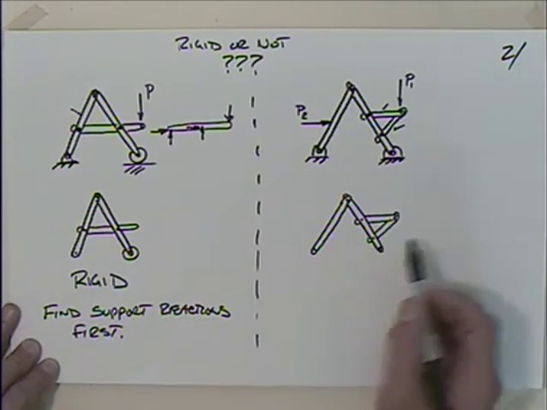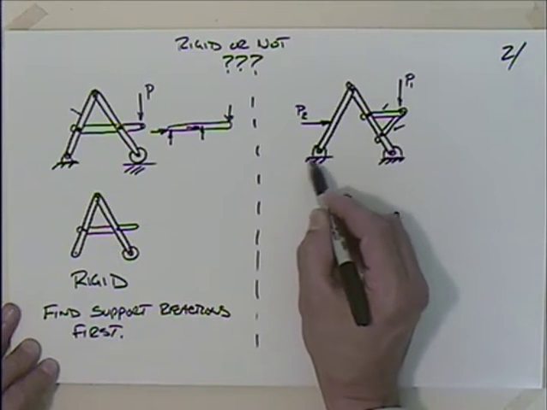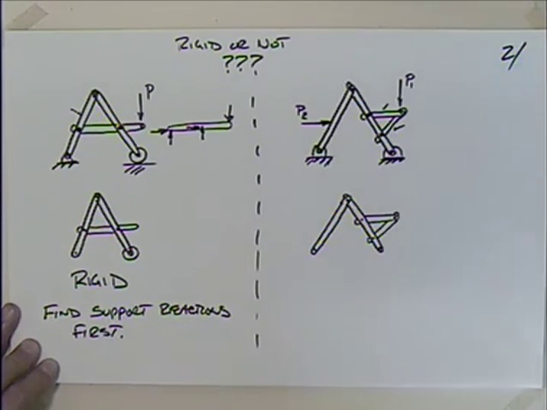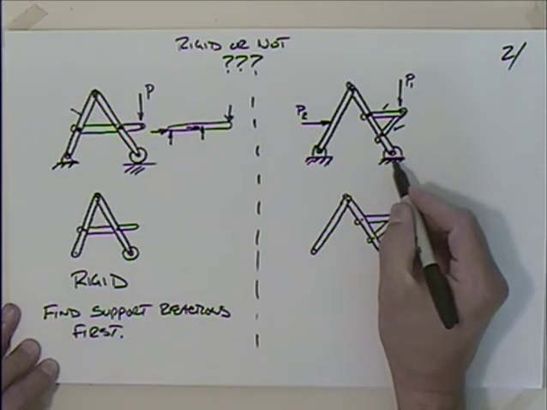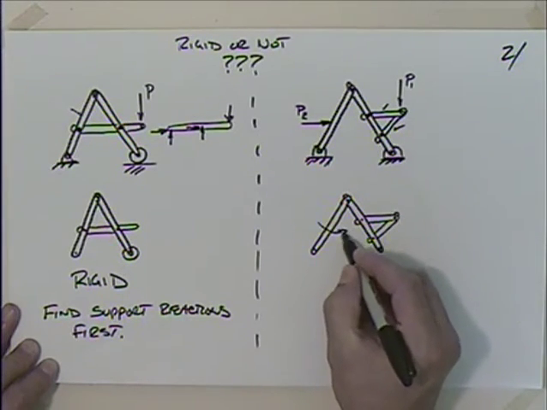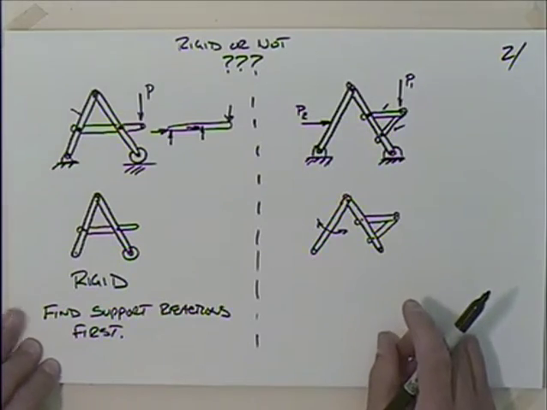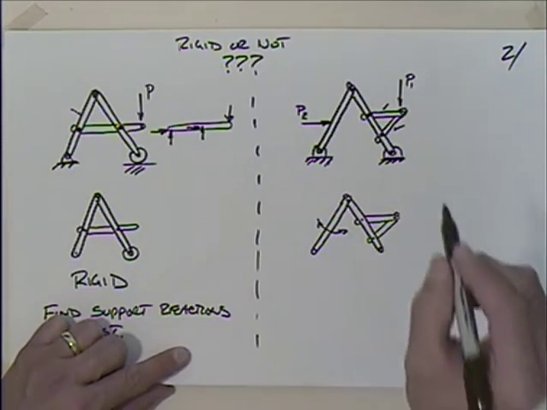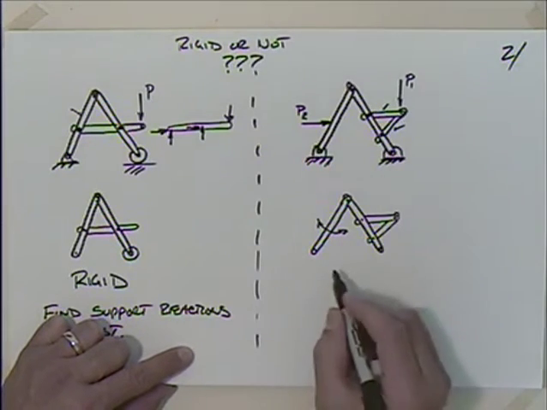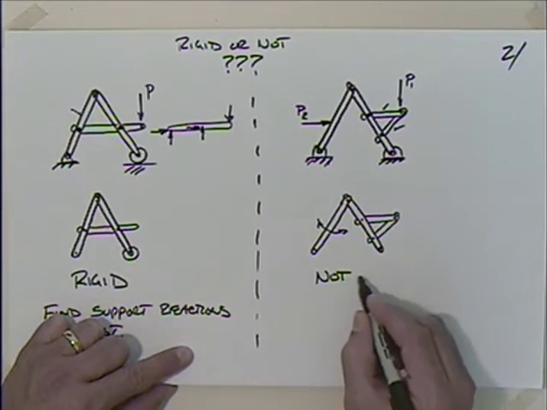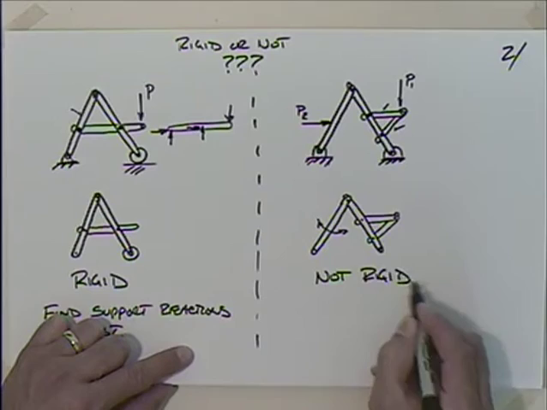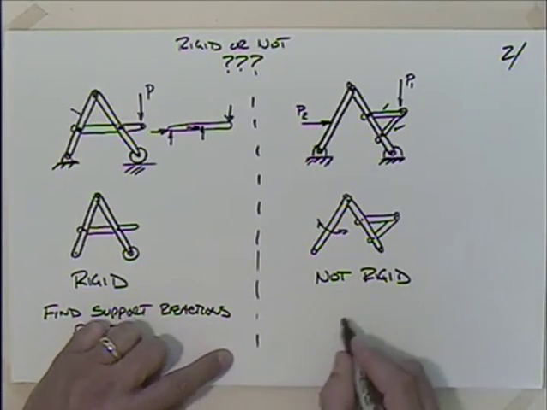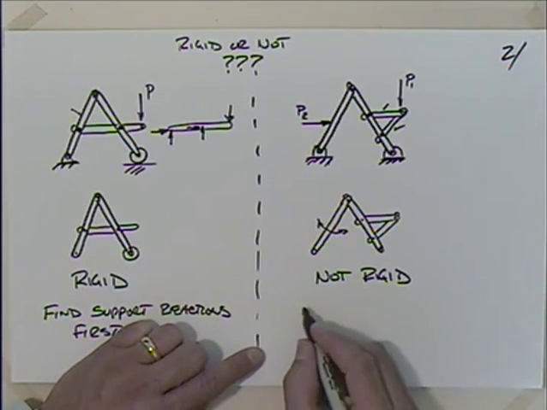And I need to then ask the question, is it rigid? So if I remove its connection with its support here and its connection with its support there, is it going to retain its shape? No, you can imagine this flopping around. It'd fold up like a fat man in a lawn chair. So this is not rigid. And what we're going to have to do is look at the individual members first.